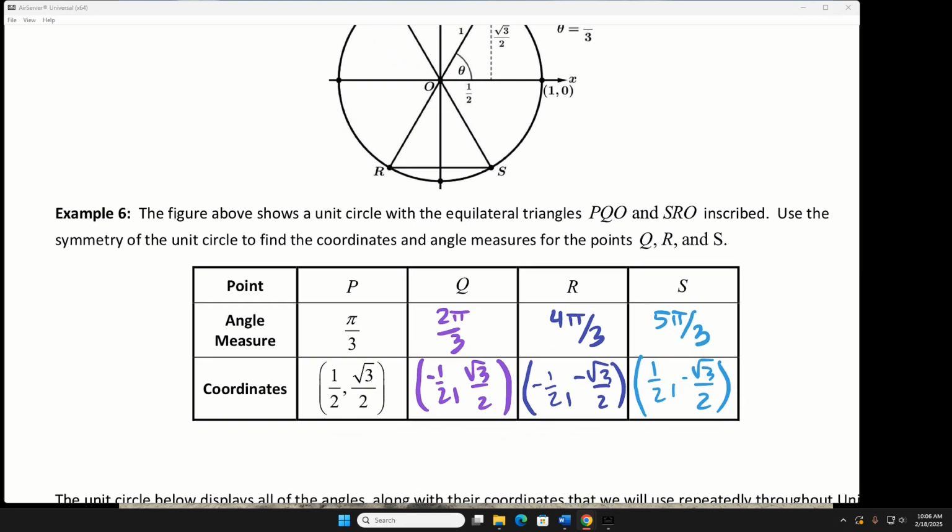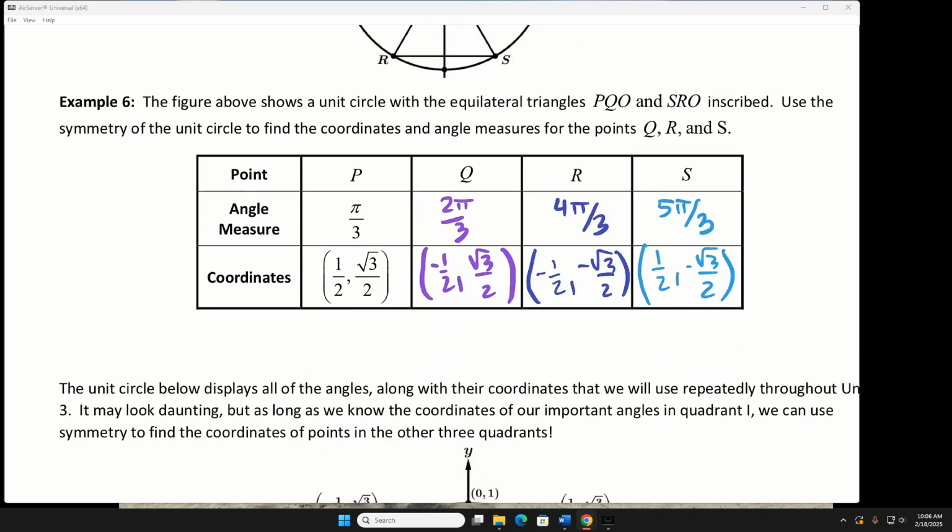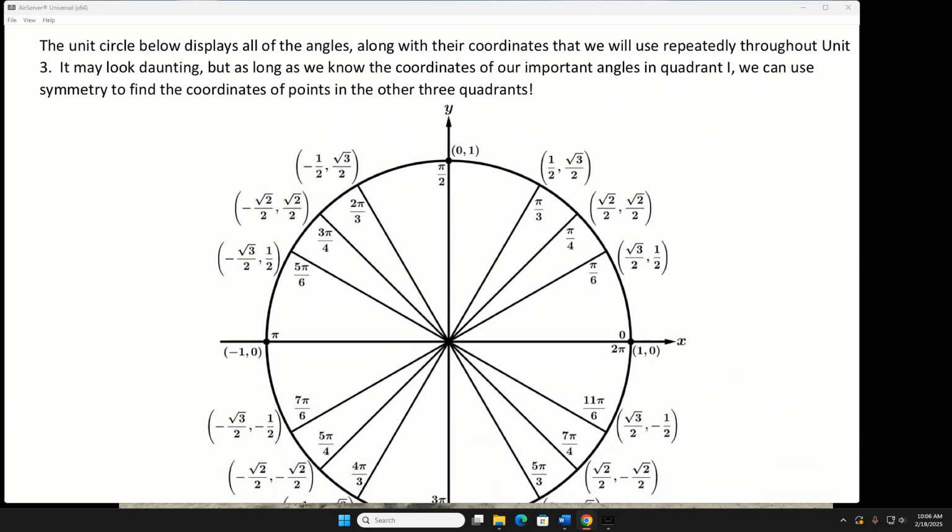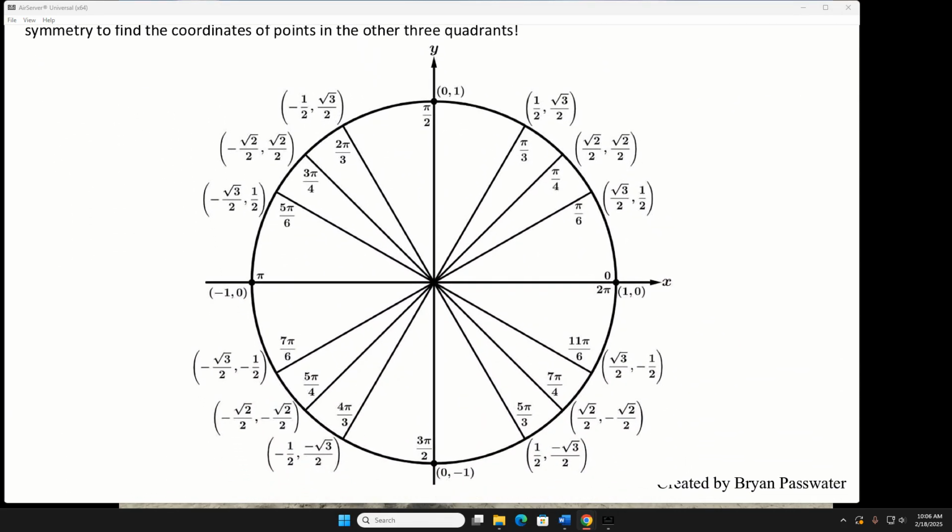And then you can see below the whole unit circle. So the whole unit circle has all the angles, and this one labels the angles on the inside of the circle. It doesn't matter where you do it. And then all their ordered pairs. So soon, hopefully by tomorrow maybe, you're going to be able to recreate this on your own.